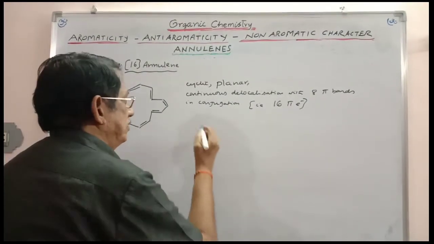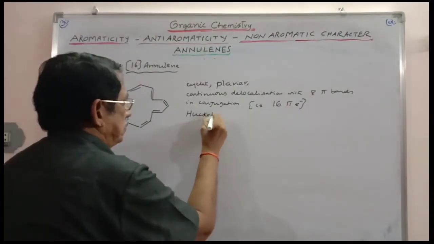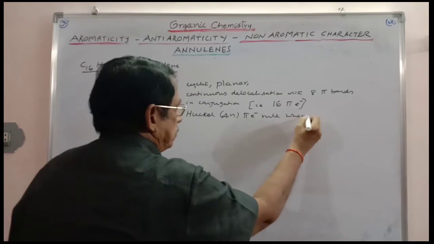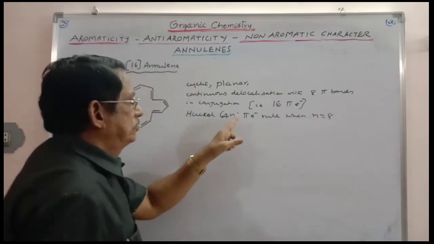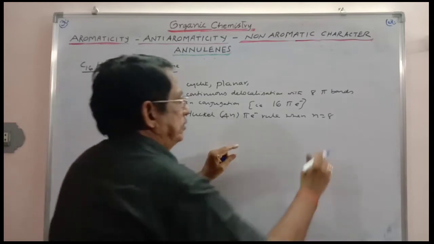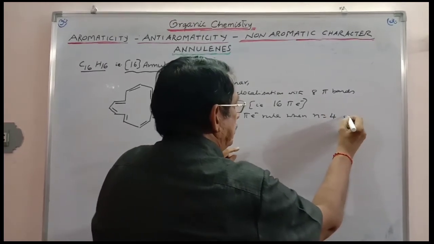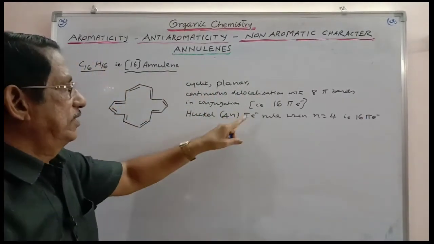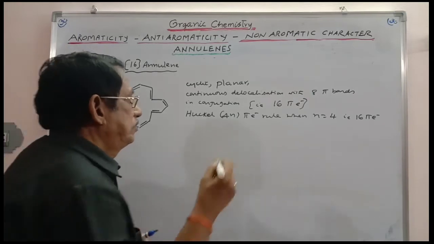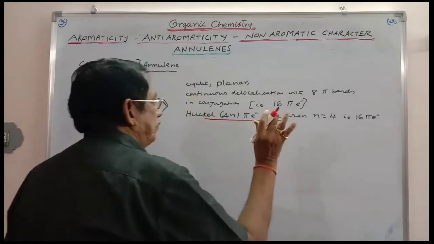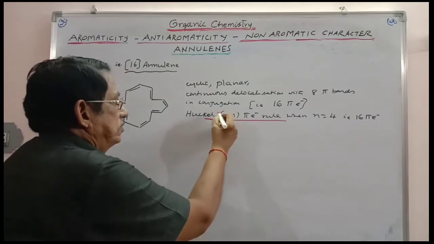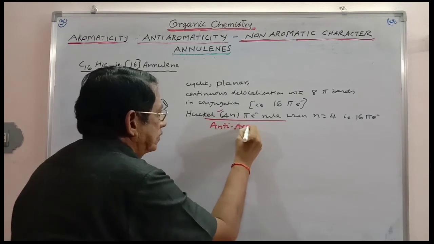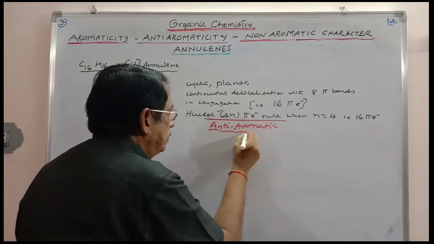What is it satisfying? Huckel 4n pi electron rule, when n is equal to 4, sorry. 4 into 4 is 16 pi electrons. So it is satisfying not the 4n plus 2 rule, but the 4n pi electron rule only. The 4n electron rule means it should be anti-aromatic. It should be anti-aromatic.